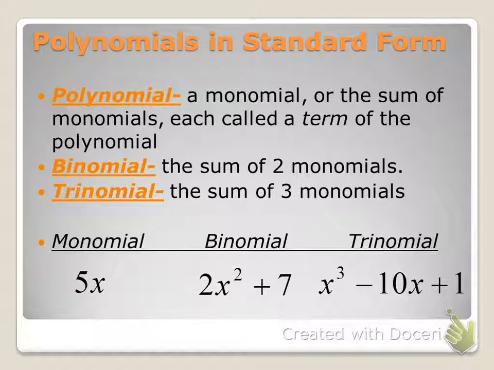Monomials were like 2x squared, 3xy to the third, stuff like that, individually based. Now, we're going to start adding and subtracting these together.